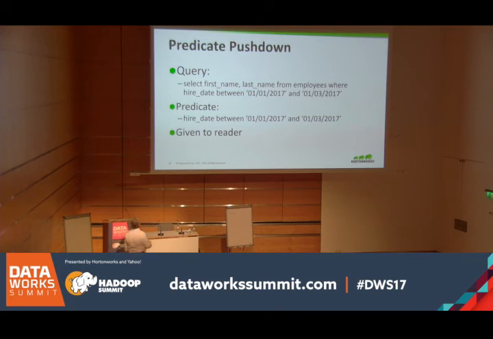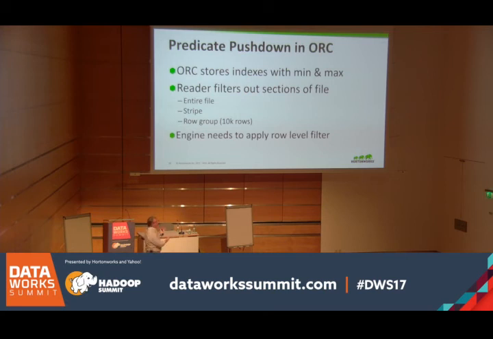In particular, you can pass that down, and now the ORC reader will use those indexes it has. Remember, the indexes are at the file level, the stripe level, and the 10,000 row level. And it will not read any sections of the file that it doesn't need to satisfy the query. So it'll make sure that you don't skip anything that you could possibly need. The engine, of course, still needs to check, because if you get 10,000 rows back, it may be that only 5 of them meet the predicate, so you need to go through and check at that level to make sure they work.